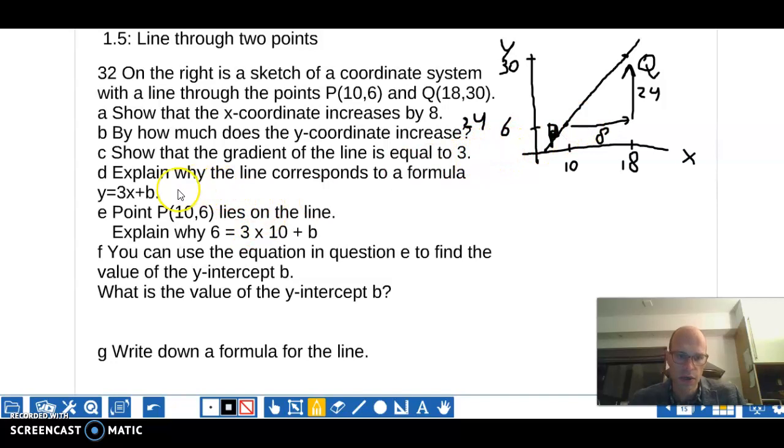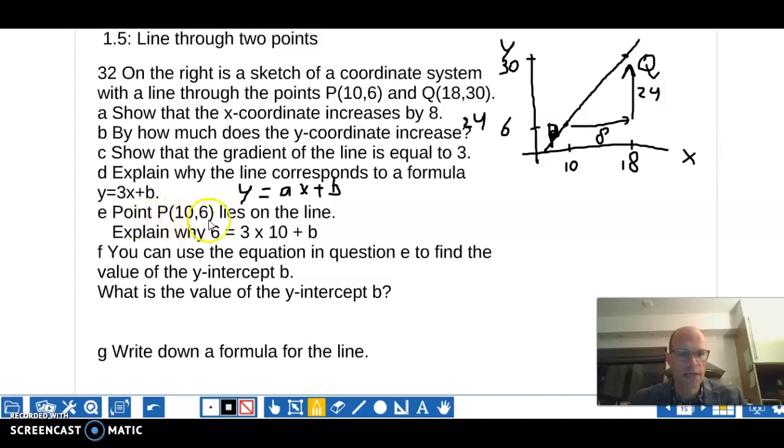Then D, explain why the line corresponds to the formula y is 3x plus b. If you recall, we had the general formula as y is ax plus b. Then a is the gradient and b is the y-intercept. The gradient is 3, so instead of a, we simply write down 3. And that's what we have over there. Excellent. So that's D.